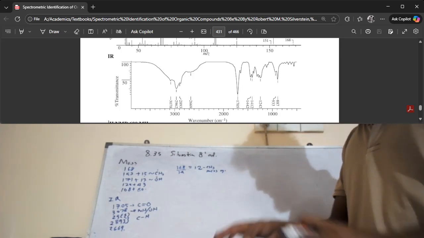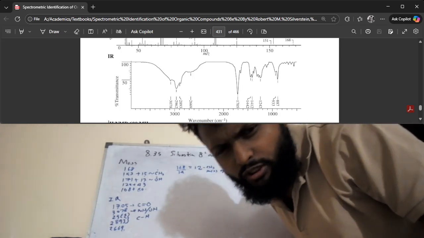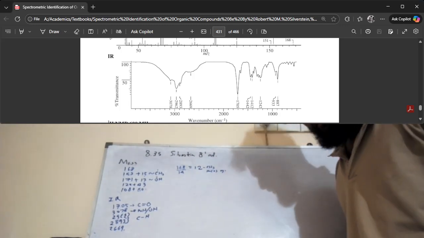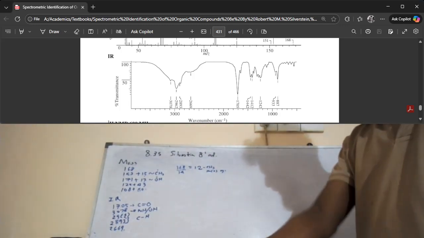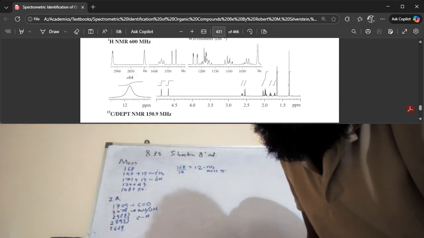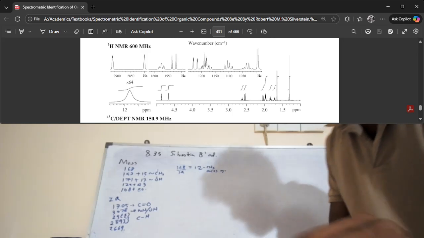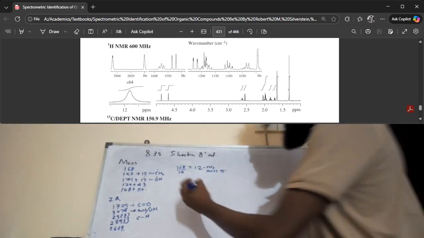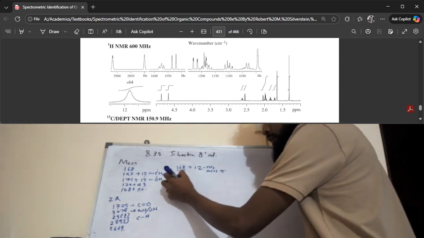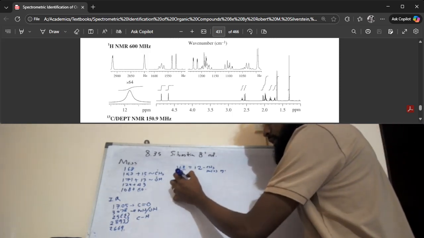Then let's get on to the HNMR spectrum. I've extracted the data on my piece of paper, but we'll also go about it in this way. As you can see, there is the HNMR. This is how I put the data on my table. So this is the 1H NMR.